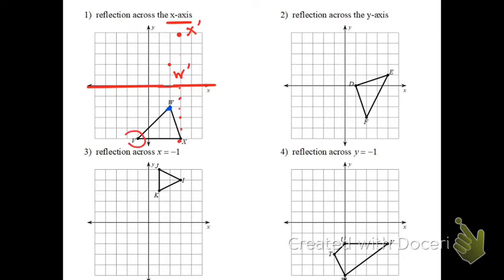And then this point. Count the number of squares away from the red line: 1, 2, 3, 4, 5. Go 5 the other way: 1, 2, 3, 4, 5. And that's my new V prime.